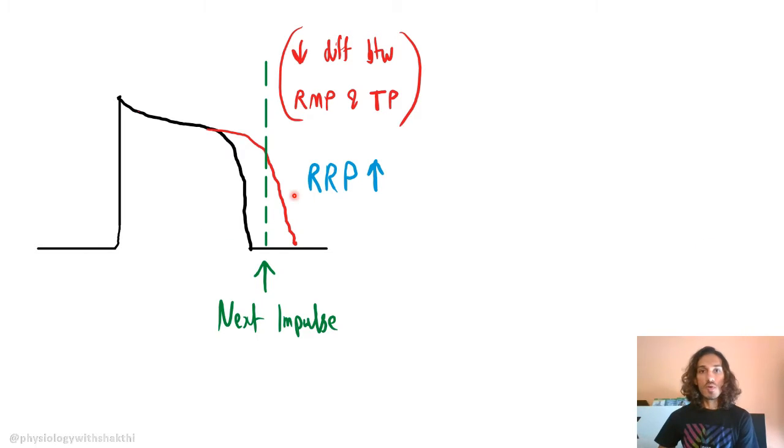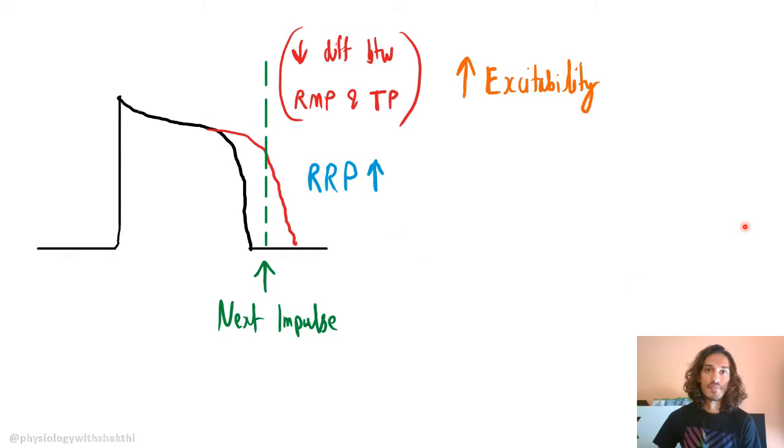Okay, so now from this point, it's actually easier for it to reach the threshold. So because of that, excitability has increased. So this is one of the reasons why your hypokalemia will result in increased excitability.